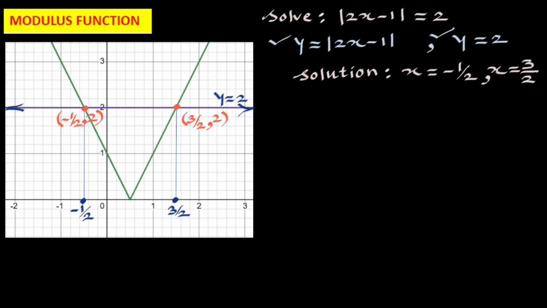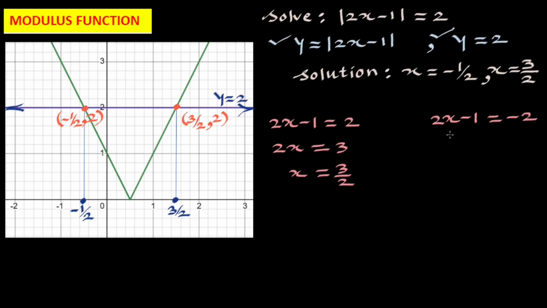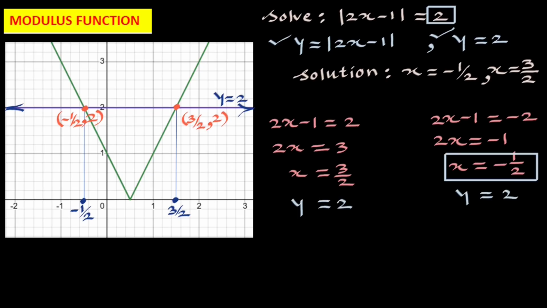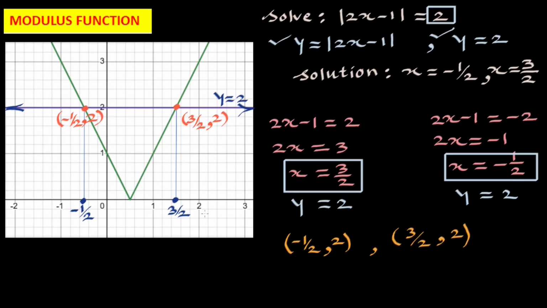We can solve them analytically also. So for that we put 2x minus 1 equals 2 and 2x minus 1 equals minus 2. This gives 2x equals 3, x equals 3 upon 2, and this one 2x equals minus 1 and x equals minus 1 upon 2, and y as usual is this 2 here. So the solution is x equals minus half and x equals 3 upon 2, and the points of intersection are minus half comma 2 to the left and 3 upon 2 comma 2 to the right here.